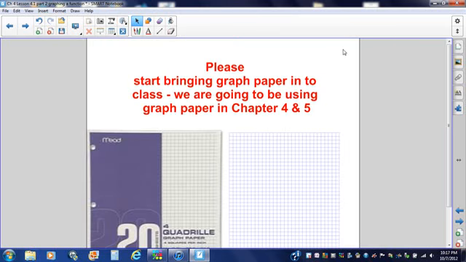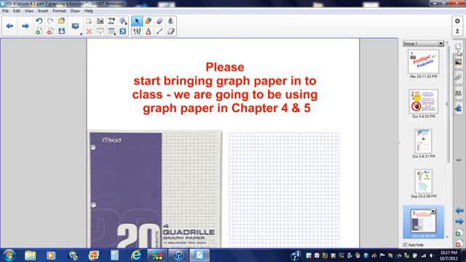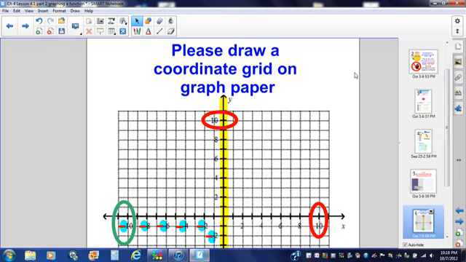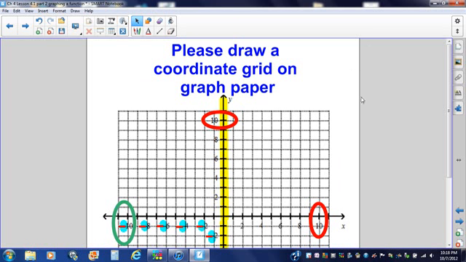Just a reminder, you need to be bringing in graph paper to class because we're going to be using it a lot in chapter 4 or 5. So grab a piece of graph paper if you followed my directions from the podcast last week, or if your parents reminded you because I was the kind and loving teacher and sent out an email on Friday. If you didn't get the email, then give me your email address. No excuse. If you don't have graph paper, then you can just hand draw your coordinate grid in your notes/homework spiral. But if you have the graph paper, please take out a piece of graph paper. If not, you're just going to hand draw this in your spiral.